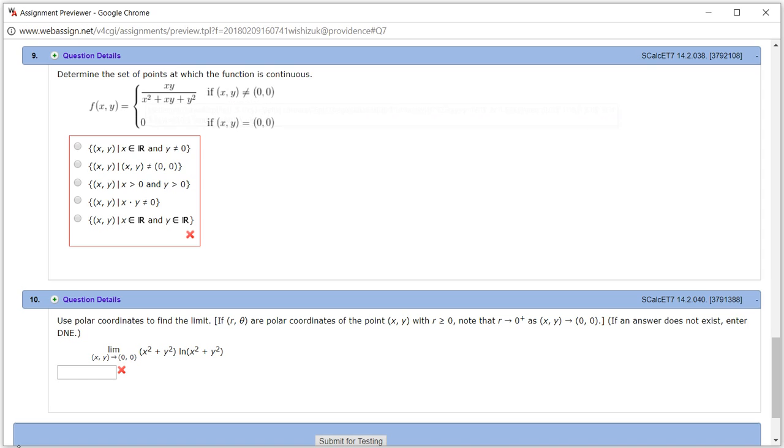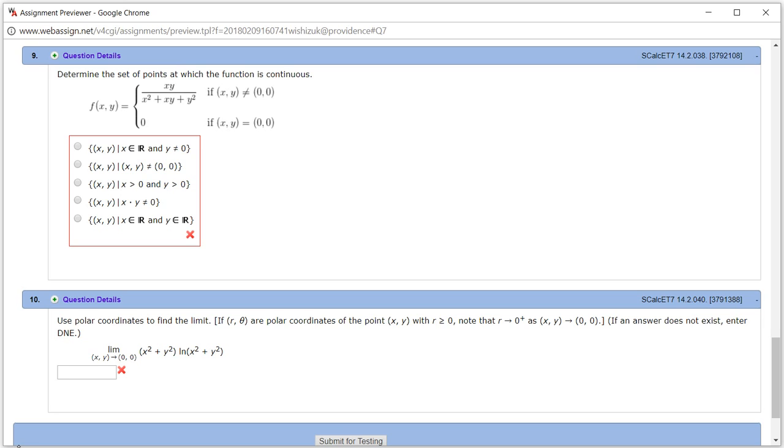xy over x squared plus xy plus y squared, this is a rational function. So as long as it is defined, it's going to be continuous. The only place where this is not defined would be when the denominator is equal to 0. You can see that happens only when x equals 0 and y equals 0, which is the origin. So the origin is the only potential problem where the discontinuity could occur.